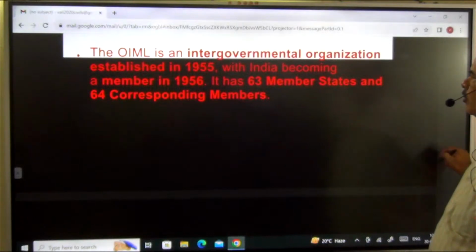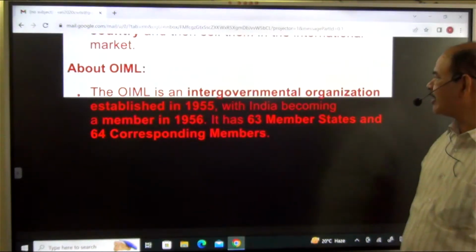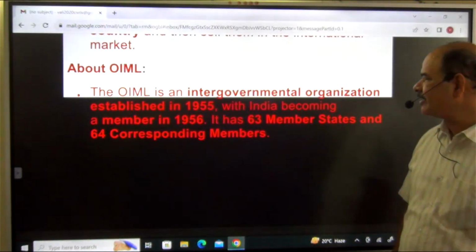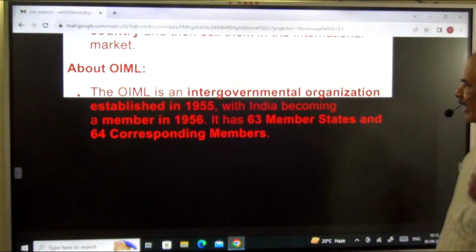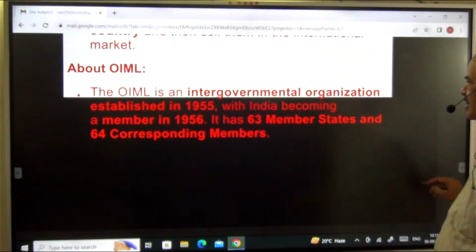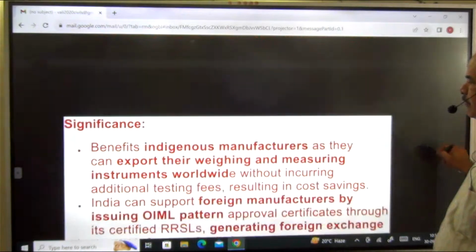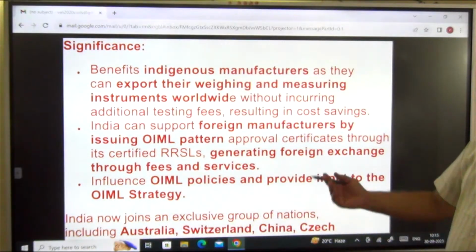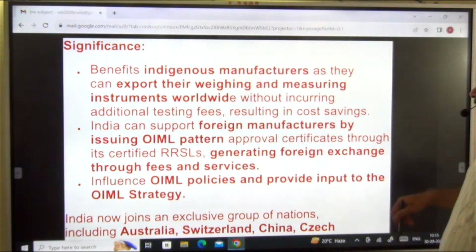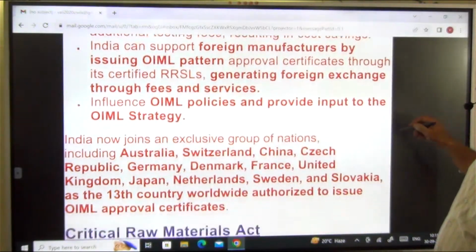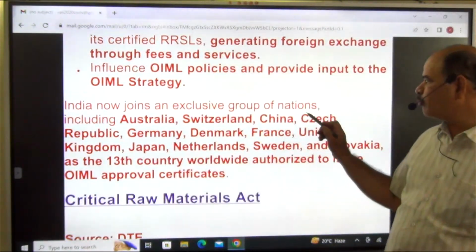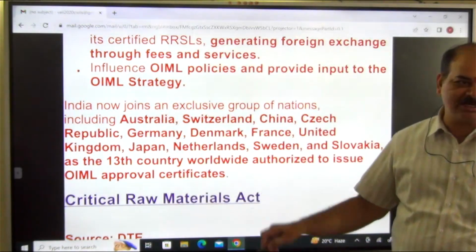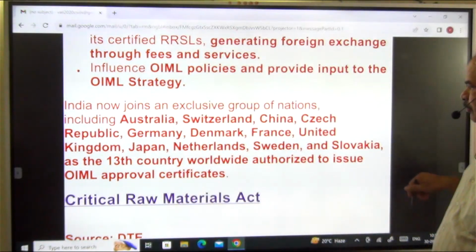The OIML is an intergovernmental organization established in 1955, with India becoming a member in 1956. It has 63 member states and 64 corresponding members. What is the benefit? Indigenous manufacturers can export by getting the certificate from the Indian Metrological Department. India now joins an exclusive group of nations. Just now I told you, the 13th country to join this group.